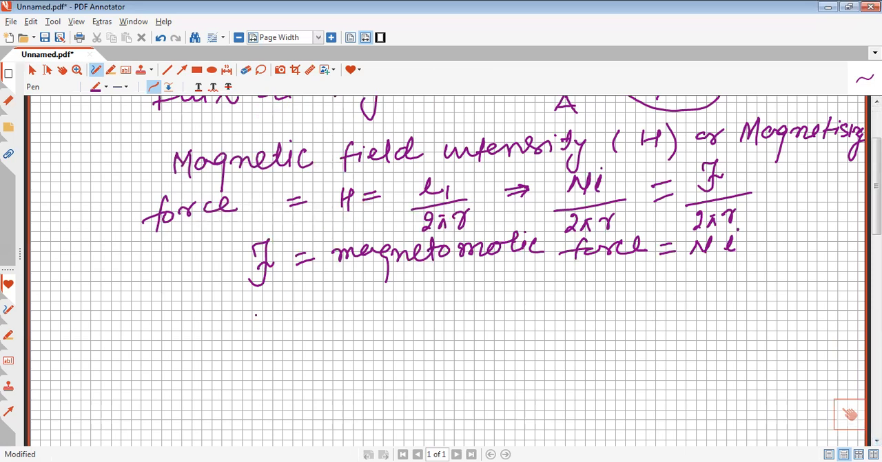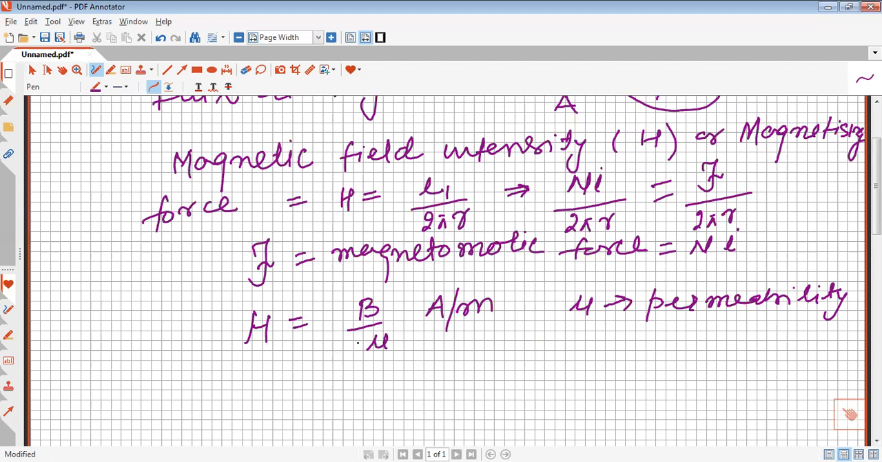There is also a relation between B and H, which you have already studied in your class: H is B by mu, and its unit is ampere per meter. B is the magnetic flux density, and mu is called permeability. This mu is a property of the medium which determines the flux density for a given magnetizing force.